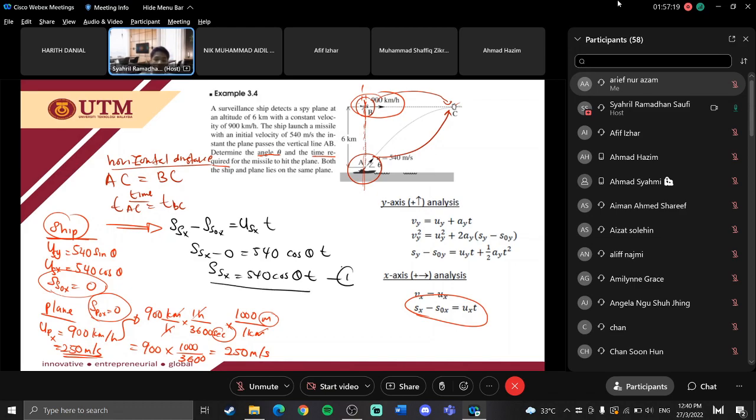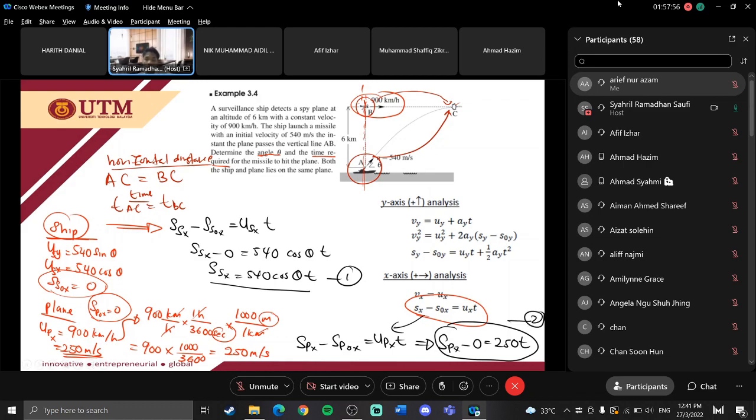So that is the first equation, and then you have the horizontal distance for the plane. SPx minus SP naught x equals UPx t. So SPx is unknown, SPx minus 0 equals UPx, which is 250 t. So this is your second equation.